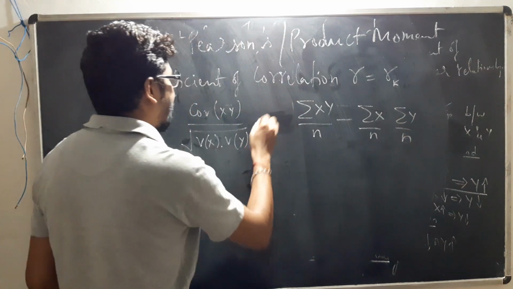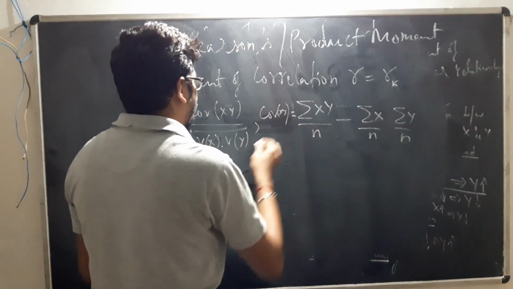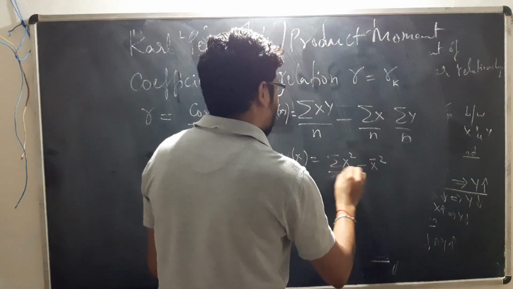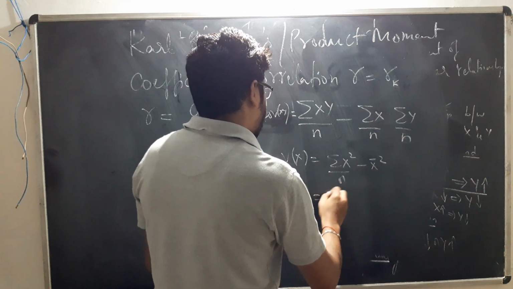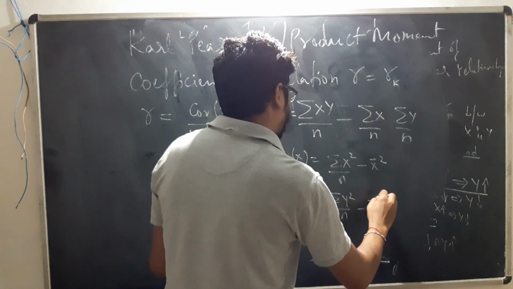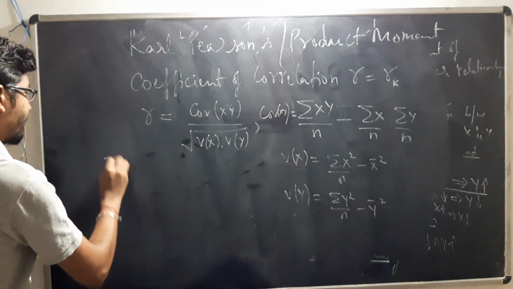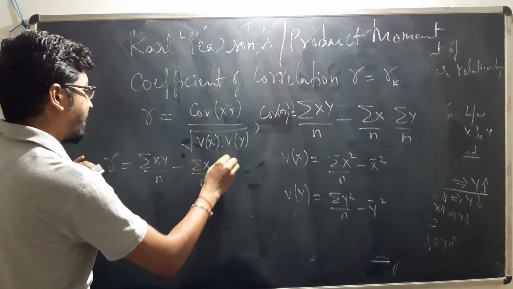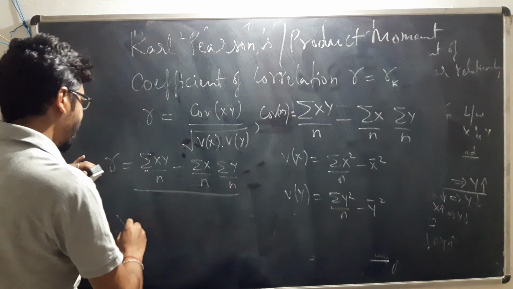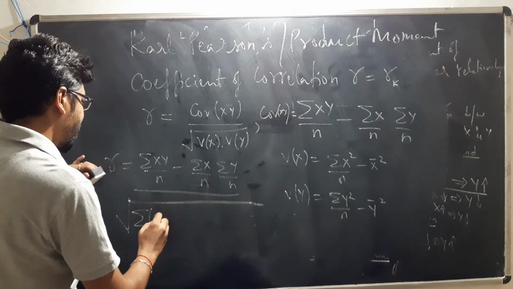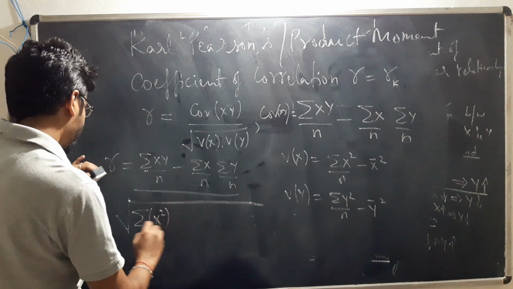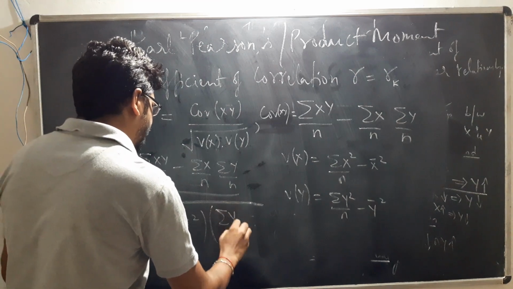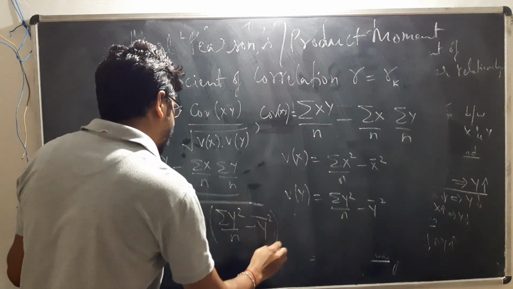So this is how the covariance is defined, and you know the definition of variance. Variance of x is sigma x square by n minus x bar whole square, and variance of y is sigma y square by n minus y bar square. So if you substitute these values here, you get r is equal to sigma xy by n minus sigma x by n into sigma y by n, divided by the square root of sigma x square by n minus x bar square into sigma y square by n minus y bar square.